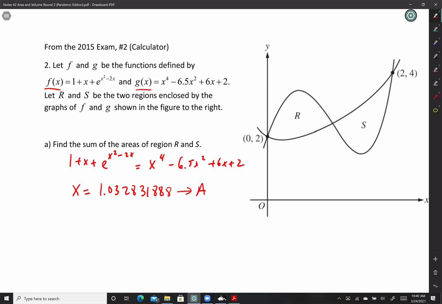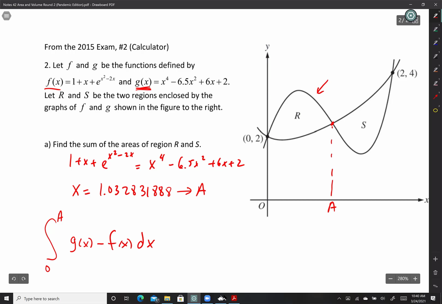All right, here we go. Integral from 0 all the way to that x value, which is A, but I have it stored, to A. And then what curve is on top, the f or the g? I think that's the g. g of x minus f of x dx, plus integral from A all the way to 2, and now it's the f of x that's on top, f of x minus g of x.